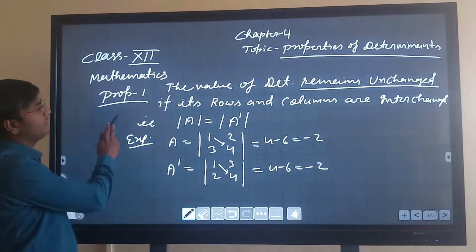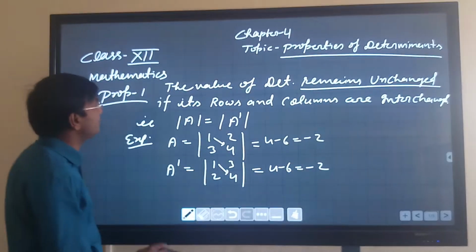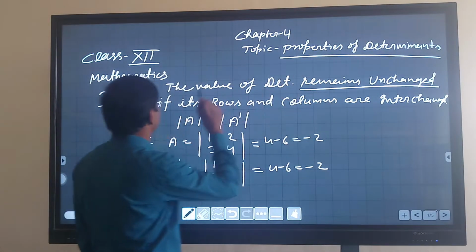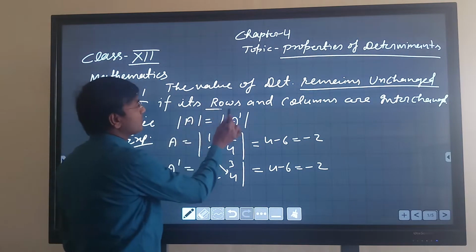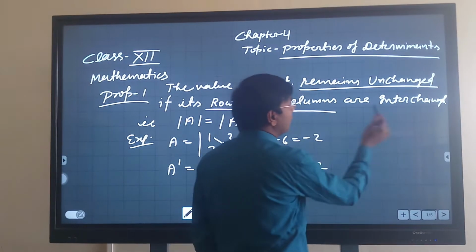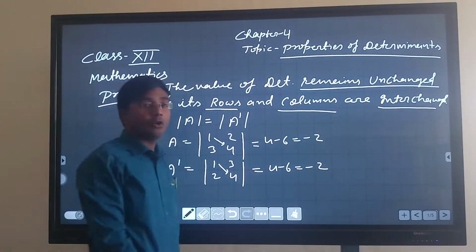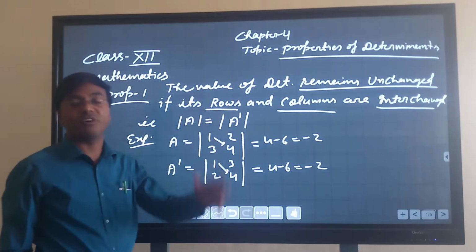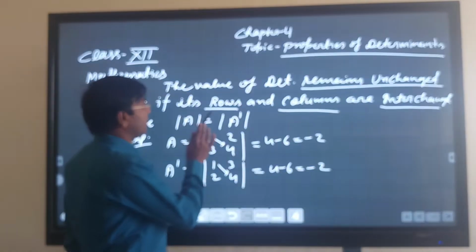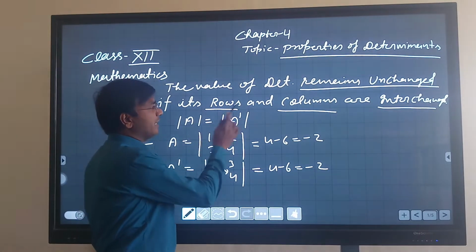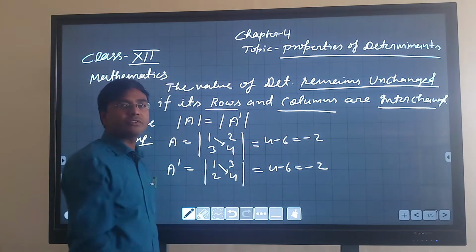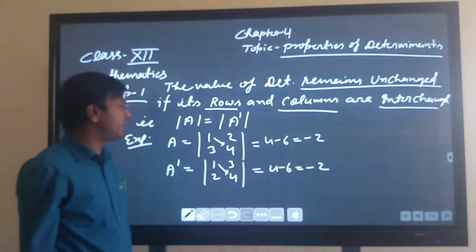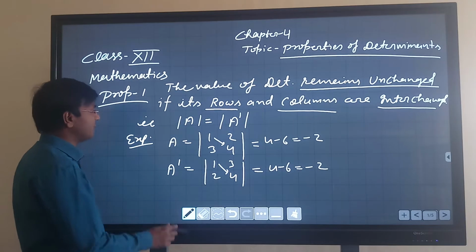Property number 1 states that the value of a determinant remains unchanged if its rows and columns are interchanged. I hope you got the point. We studied this in the transpose of a matrix. So if rows and columns are interchanged, then the value of the determinant remains the same. Let us see through an example.